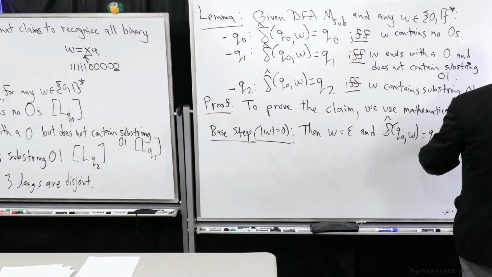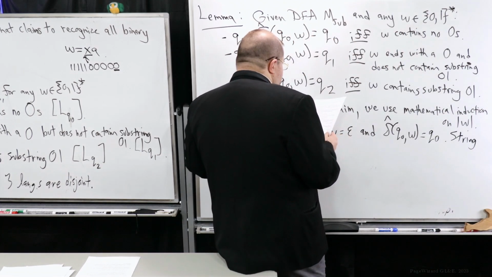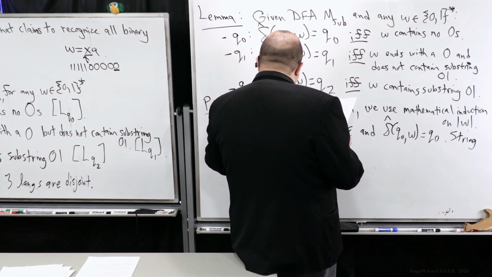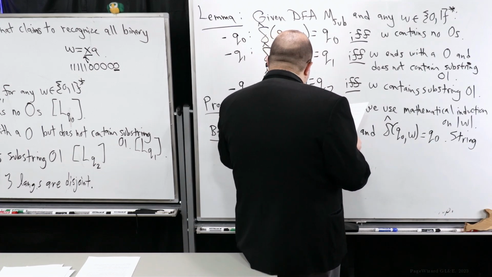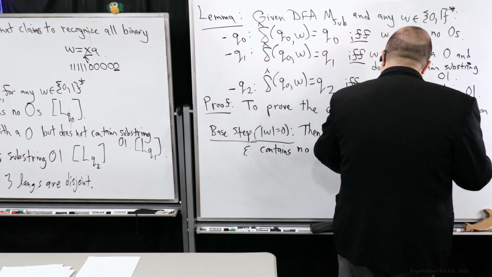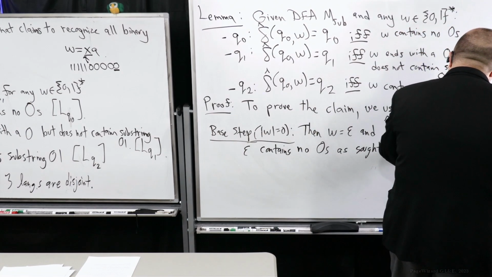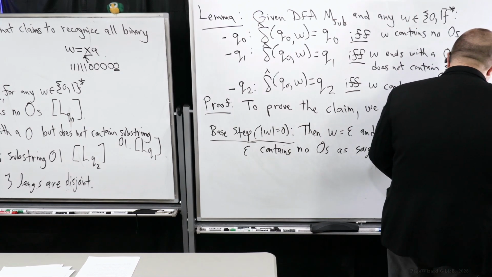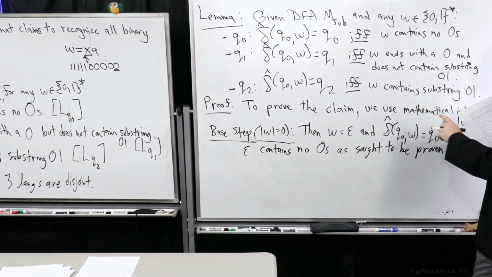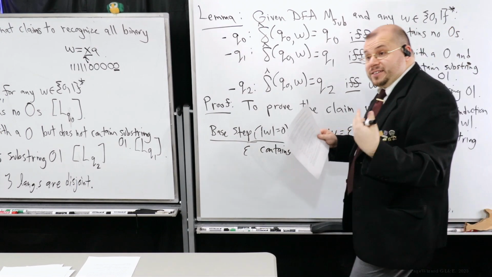So string epsilon contains no zeros as sought to be proven. So if you want to break this down a little further, it's saying that Q0 is satisfied, but all the other ones are rejected as expected.